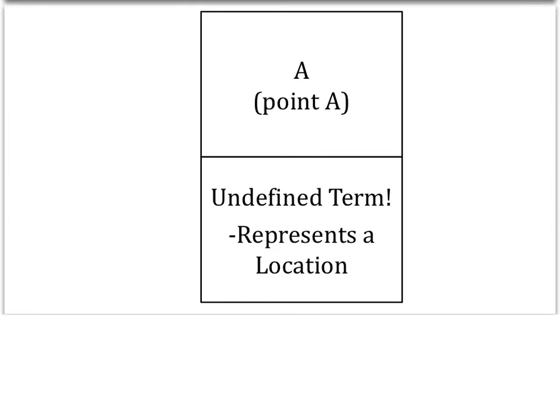So for instance, a point is an undefined term. A point represents a location. Each point has a unique location. Points have no size at all. That means we cannot measure points. Points are fixed and we cannot move points. And we draw a dot just like you saw here to denote a point. And we name a point with a single capital letter. So in this case, this point is point A.